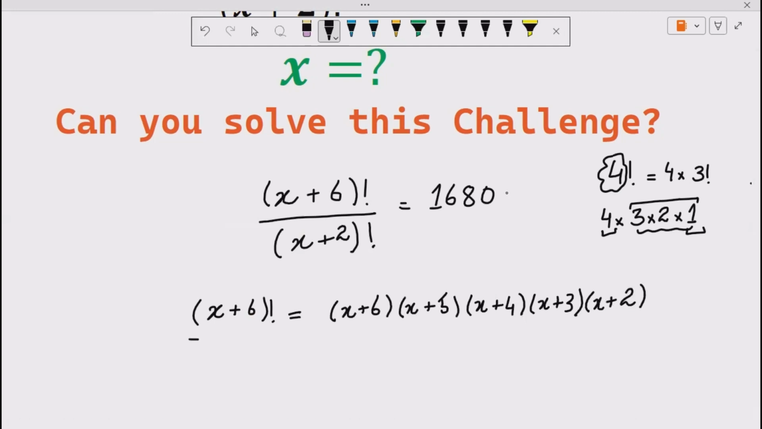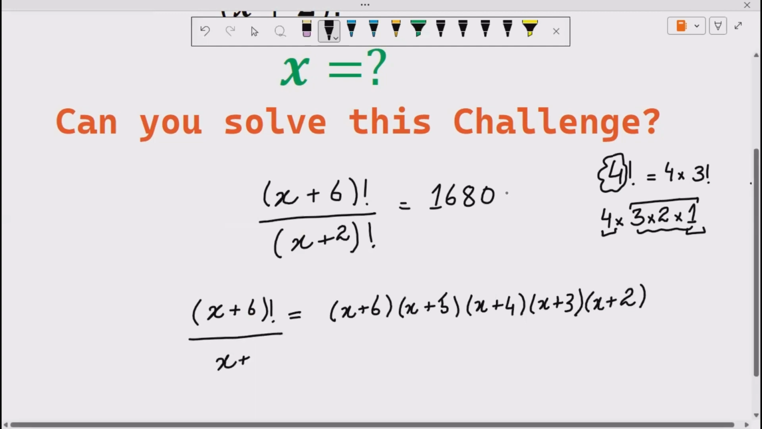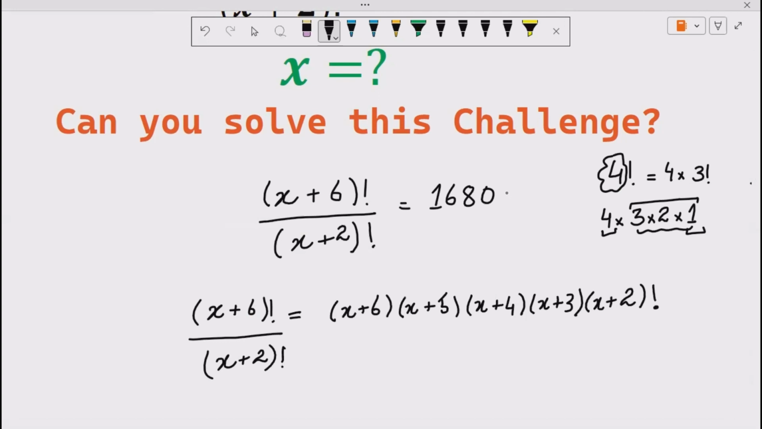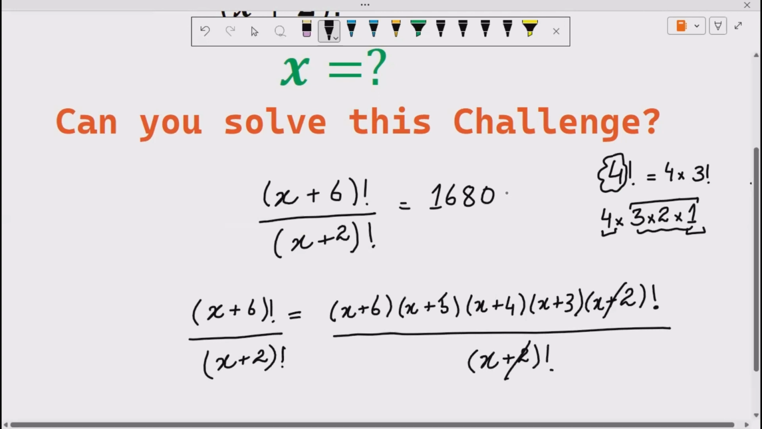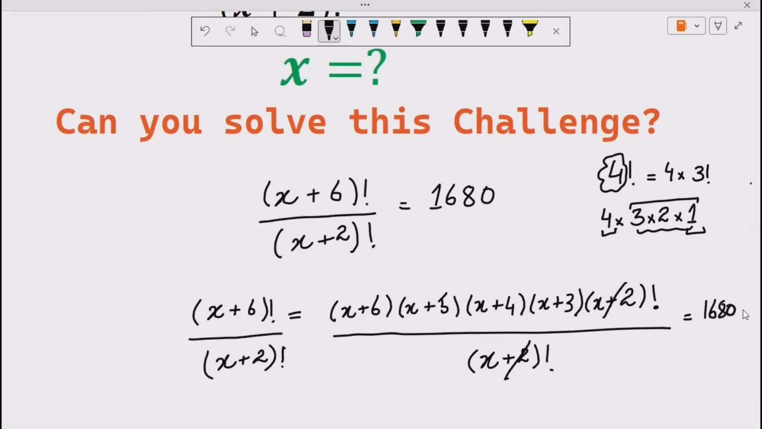In the denominator, we have (x + 2)!, right? So I break this factorial up till (x + 2)!, and I write it like this. I am not expanding after (x + 2)! because below we have (x + 2)!. So I can easily cancel out this (x + 2)! with that (x + 2)!, and we have 1680 on the right-hand side.